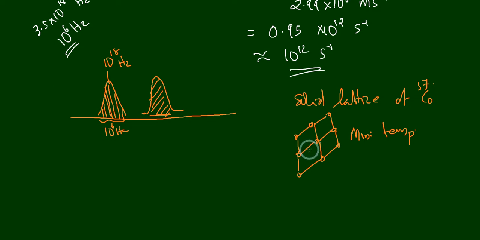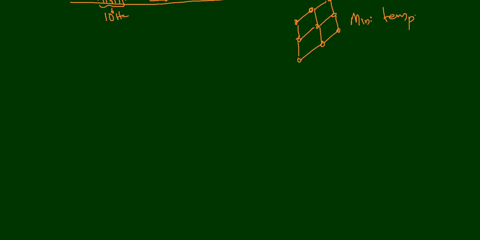So if the recoil of the source nucleus is stopped, then the gamma ray will be emitted and it will fall in this region, right? Around 10 raised to 18 hertz with a line width of 10 raised to 6 hertz. It will fall in that region. So Mössbauer did that. He used a cobalt 57 solid lattice, and from here the gamma ray will be emitted.